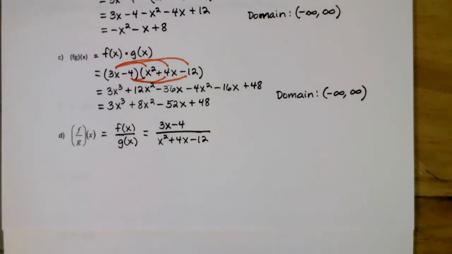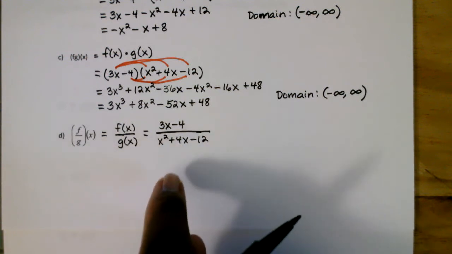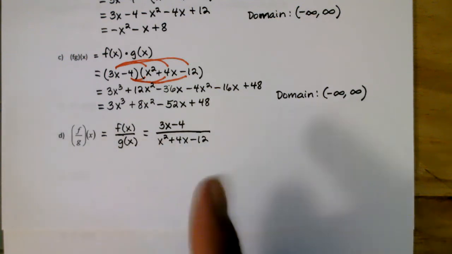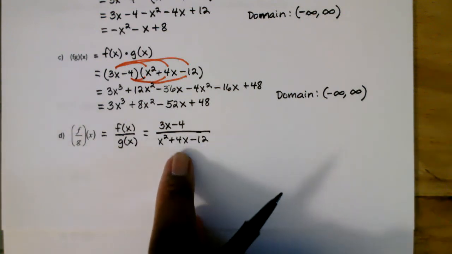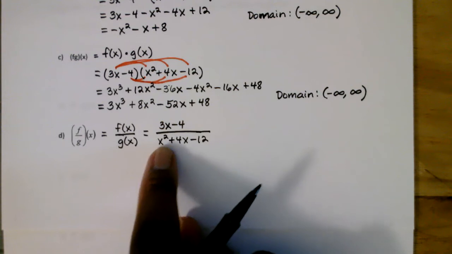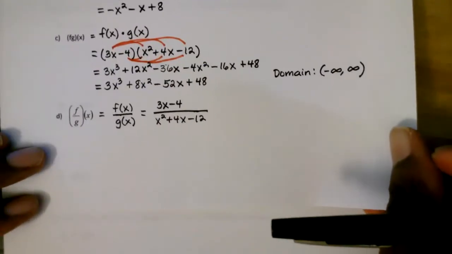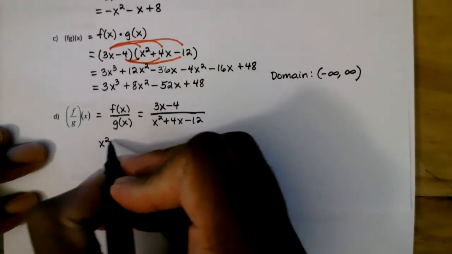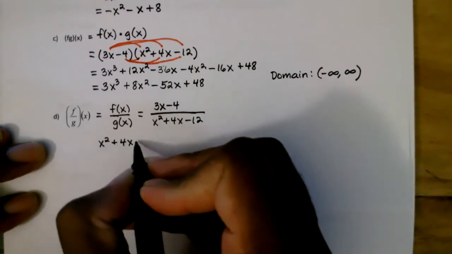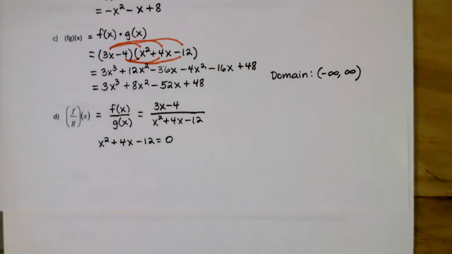Now, we also need to find the domain. This time, the domain is not going to be from negative infinity to infinity because I have a quotient here. Now, I have a rational function. That means I got the variable in the denominator, x squared plus 4x minus 12. I need to find out what values of x would give me a 0 in this denominator. So I'm going to take that x squared plus 4x minus 12, set that equal to 0, and simplify.